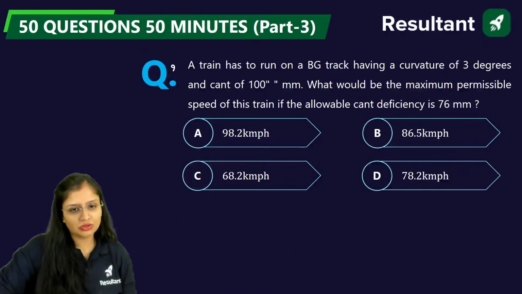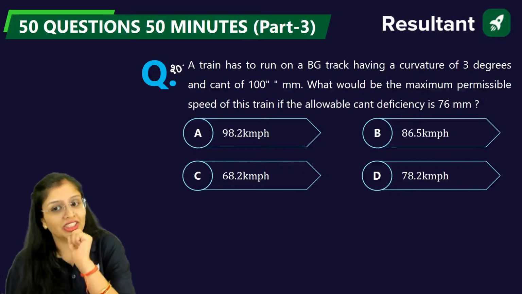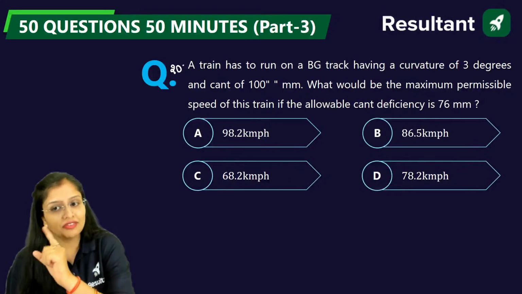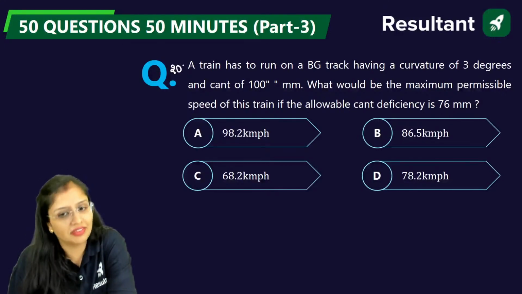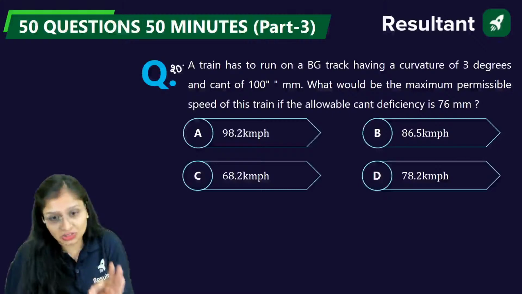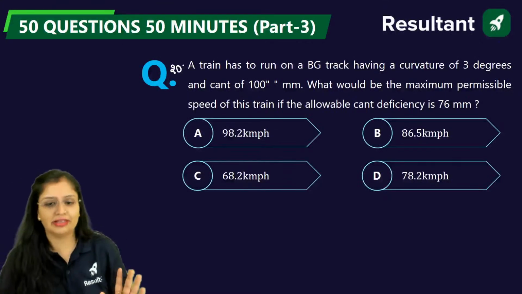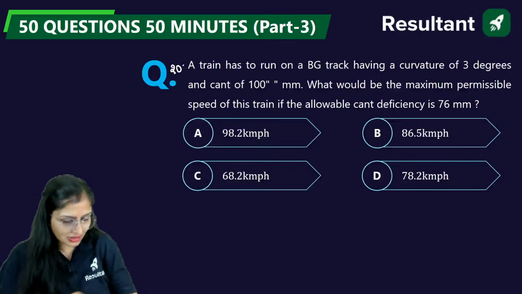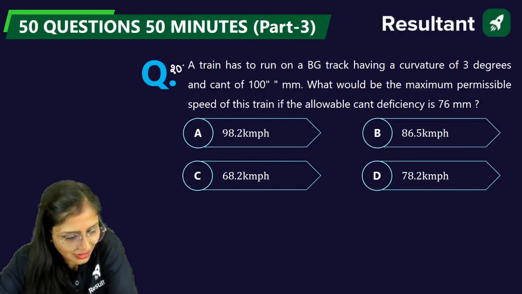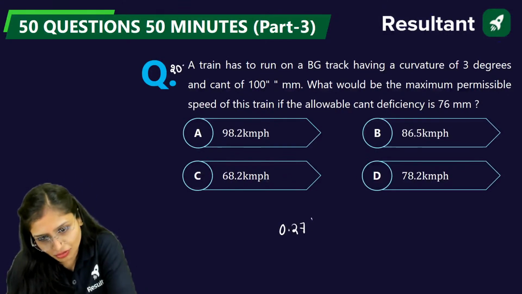Okay. Now next question. This is a good question. A train has to run on a broad gauge track. Curvature is given to you as 3 degrees. Cant is given to you. What should be the maximum permissible speed if the allowable cant deficiency is 76? Come on. Now answer. This you have to solve. You cannot do it without the formula. If you don't remember it, I'm just telling you the formula.